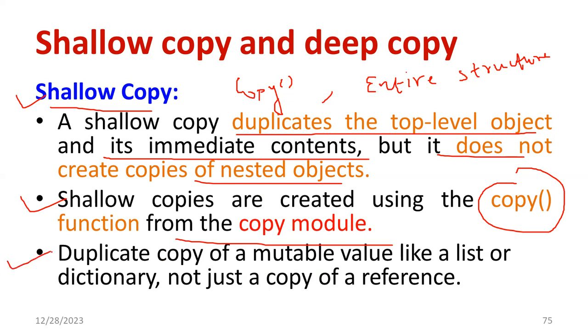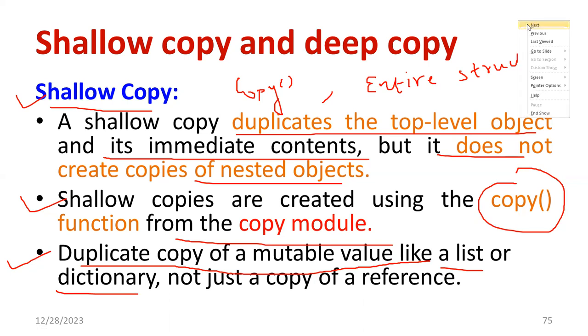It will duplicate the copy of mutable values like list, dictionary, and so on. That's a peculiarity of shallow copy. That means the list and dictionary are all mutable, so it will copy only the mutable elements. So that is regarding the shallow copy. We'll show some examples.